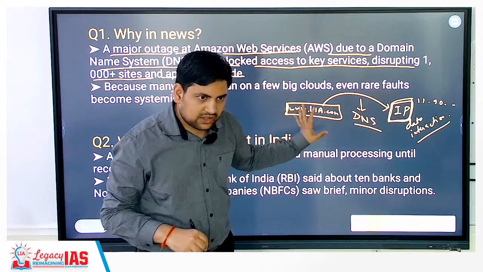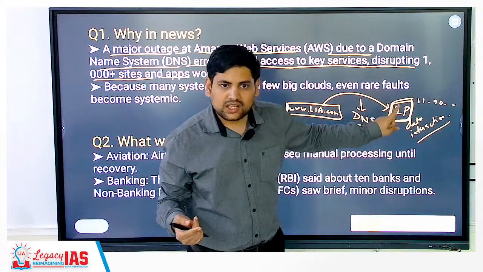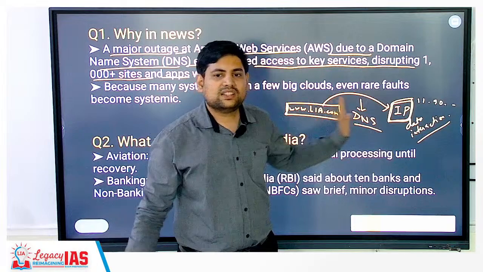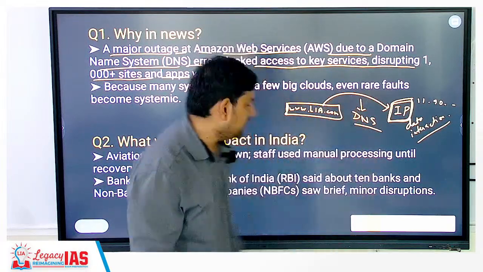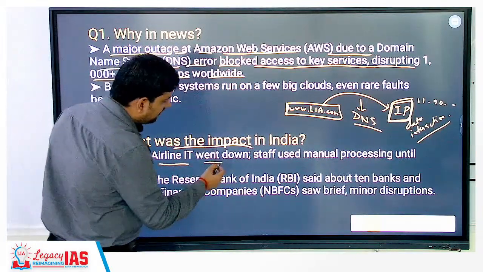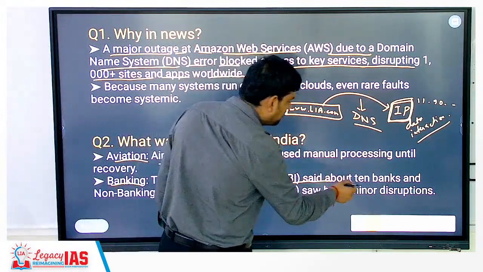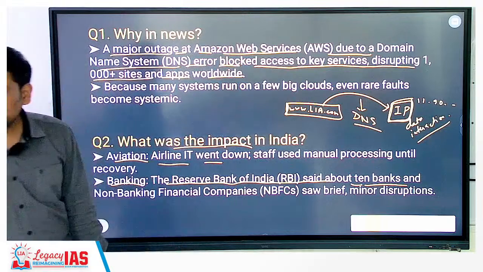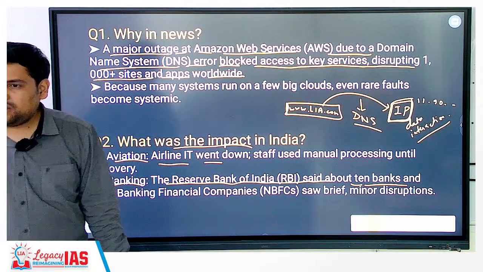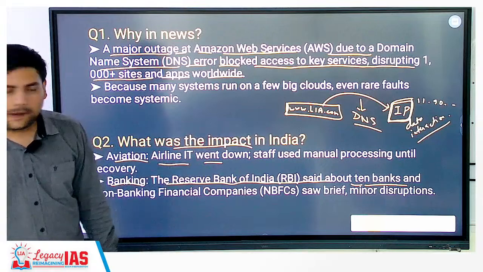So there was some error in this part. That's why whatever you were typing for that particular website, if you were trying to open it, then it was not reaching the correct data center. Now if it is not reaching the correct data center, what will happen? It will not open and the site stopped opening. Understood? Then what was the impact in India? So aviation, airline, IT, okay, went out. In different banking also, the Reserve Bank of India said about 10 banks had faced disruptions. Need not remember that. That means aviation, banking, all these sectors were affected by it. 32% of the internet was largely impacted in some way.